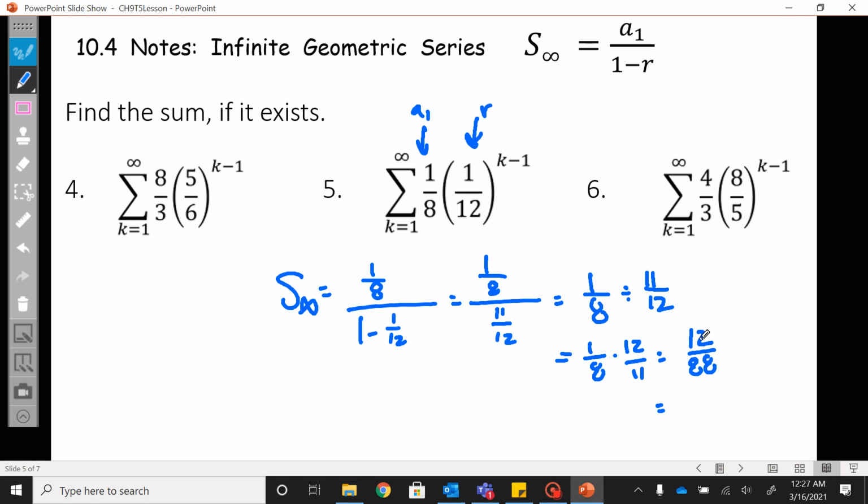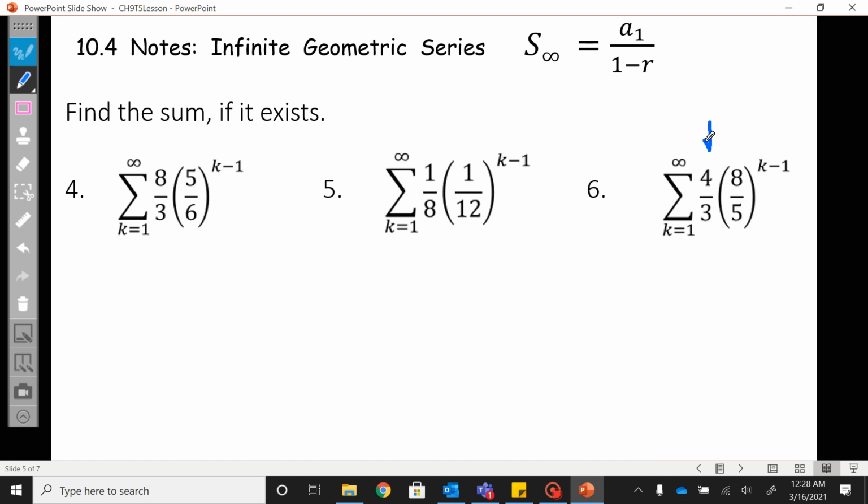So they would both have 4 in common, I think. Yeah. They both have 4 as a factor. So 12 divided by 4 is 3. 88 divided by 4 is 22. So number 5, that series sums up to 3 over 22. Infinite series sums up to 3 over 22.